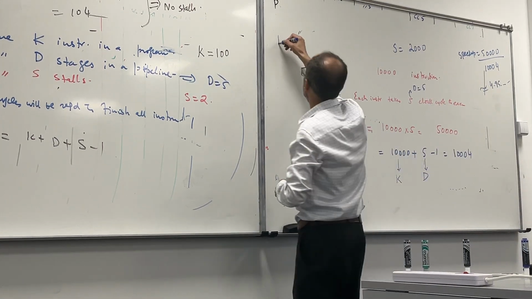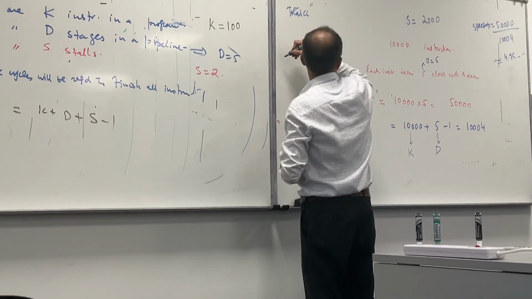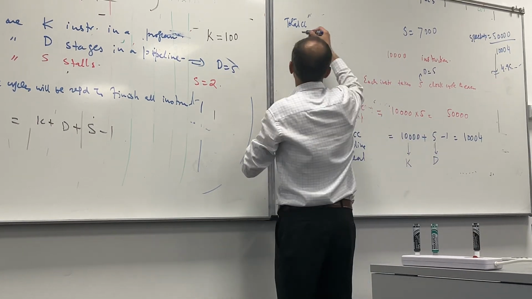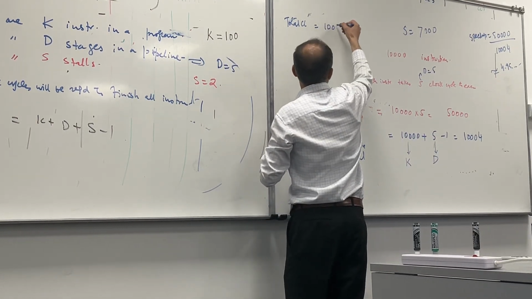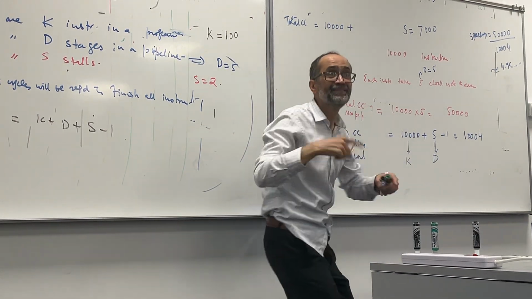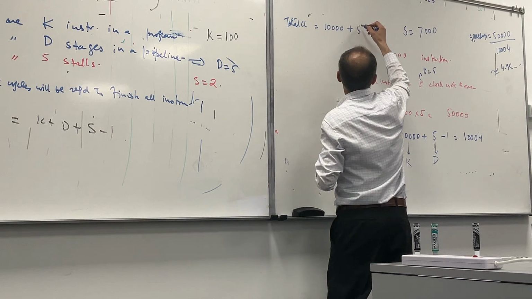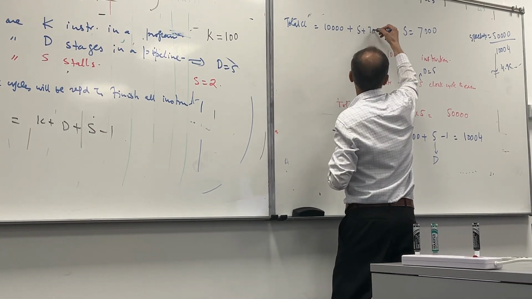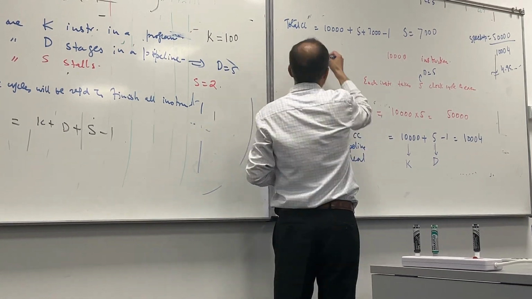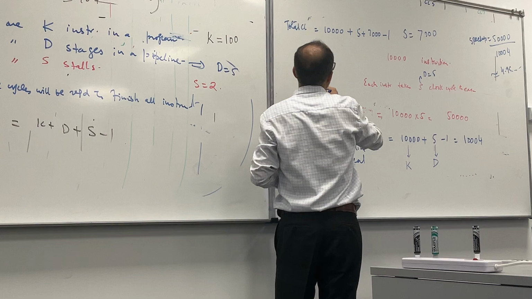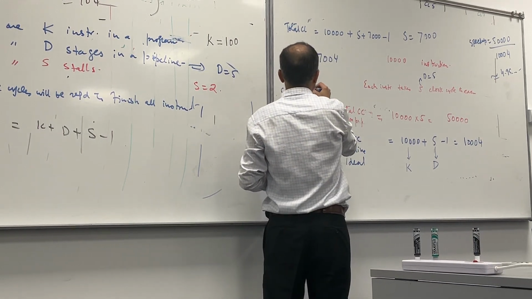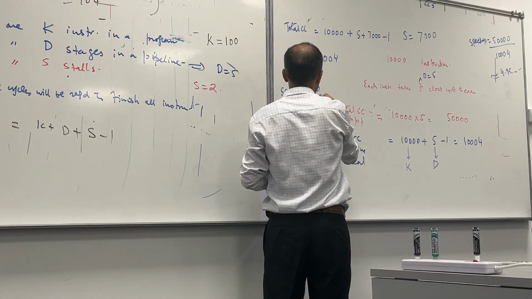So what is now the total clock cycles? Or maybe 7,000 stall cycles. What is now the total clock cycles? 10,000 plus 5 plus 7,000 minus 1. So this will be what? 17,004. And what is the speed up here now? 50,000 divided by 70,004. Can anyone calculate, please?